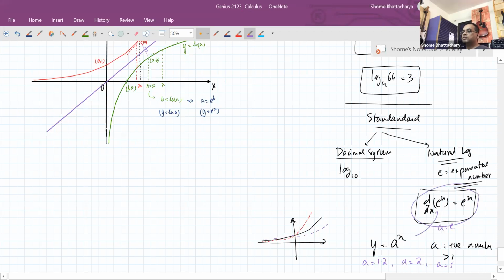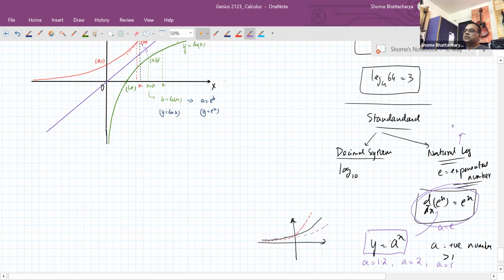It has this particular feature. So that is why that particular graph out of this family of functions is very important. Out of this family of a to the power x, where a could be any positive number greater than 1, this one is a very significant one. And the inverse of this function is which one? Is the natural log function.